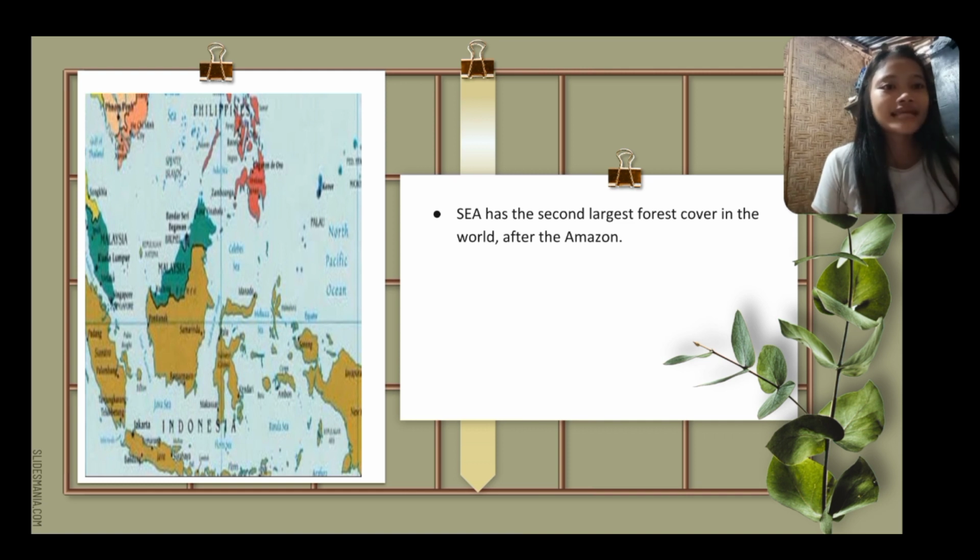So SEA has the second largest forest cover in the world after the Amazon. I think that's all for my report. And now let's move on to the second subtopic, which is reported by my co-member.